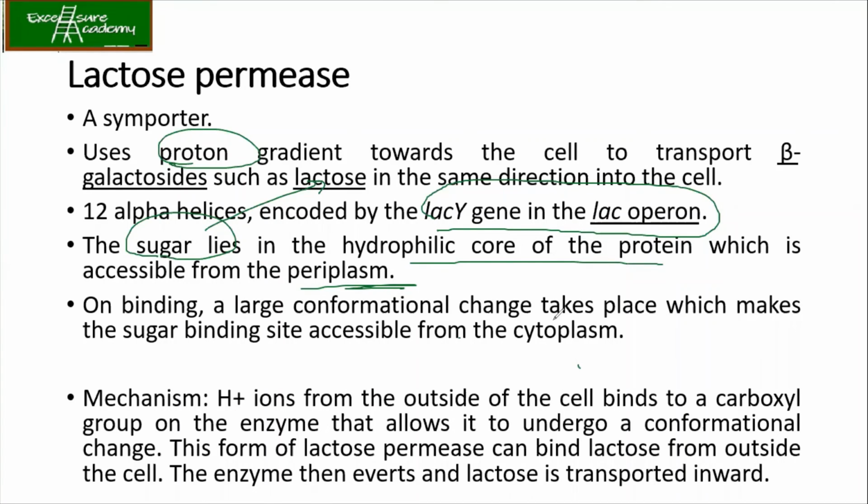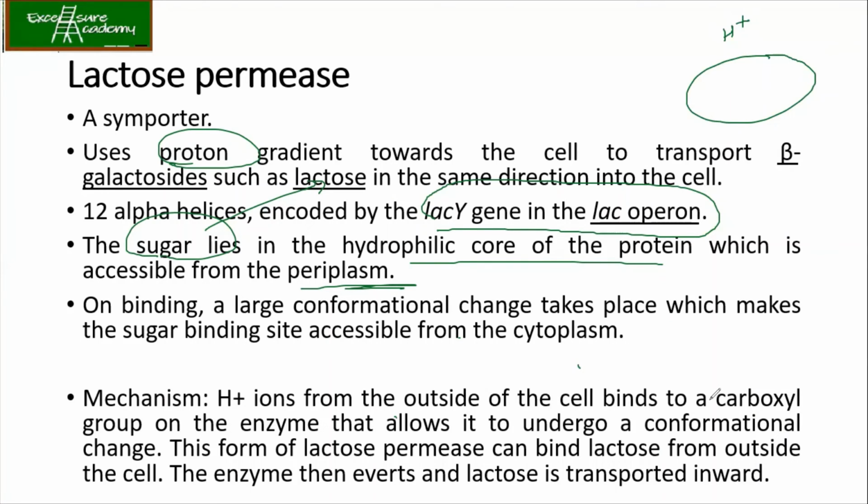Now, what is the mechanism? How does this lactose permease work? It's responsible for the transport of H plus as well as lactose. So the mechanism says that H plus ions from the outside of the cell. Okay, let us make the cell. This is your H plus.